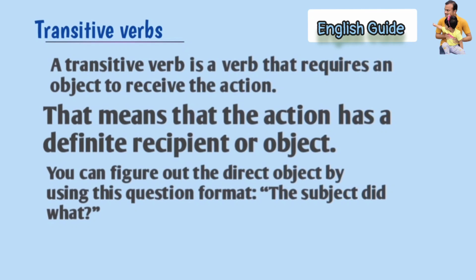So transitive verbs. A transitive verb is a verb that requires an object to receive the action. Means the action has to have a definite receiver or object. And one thing we should keep in mind, you can figure out this verb by simply questioning what the subject is doing, or what the subject did, what.